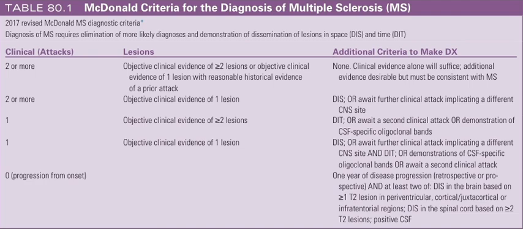Coming to the second scenario, the missing space element. Here, there are more than 2 attacks with one lesion. What happens if a patient has suffered 2 or more distinct attacks, but MRI reveals only one clear lesion? Here, we have proof of time, that is multiple attacks, but we are missing proof of space, that is multiple locations. To bridge this gap and officially diagnose multiple sclerosis, the doctor needs to find dissemination in space.